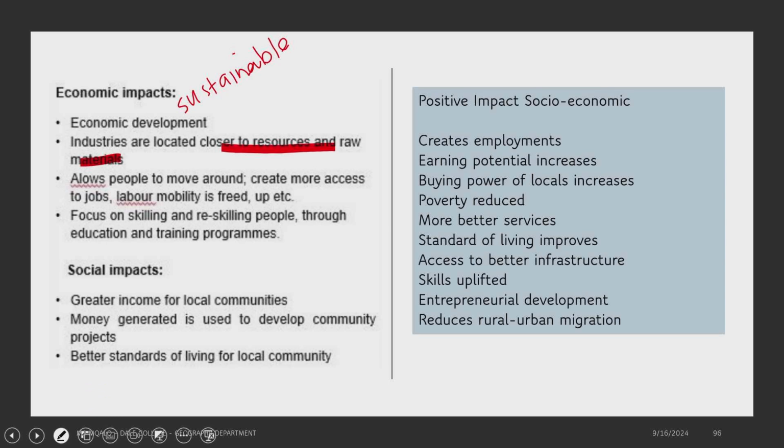It allows people to move around, create more access to jobs. Labor mobility is freed up. Focusing on skilling and reskilling people through education and training programs. And then your social impacts, greater income for the local communities. Money generated is used to develop the community. So they're going to improve the roads. They're going to improve the buildings. They're going to improve the service provision. Better standards of living and local community.